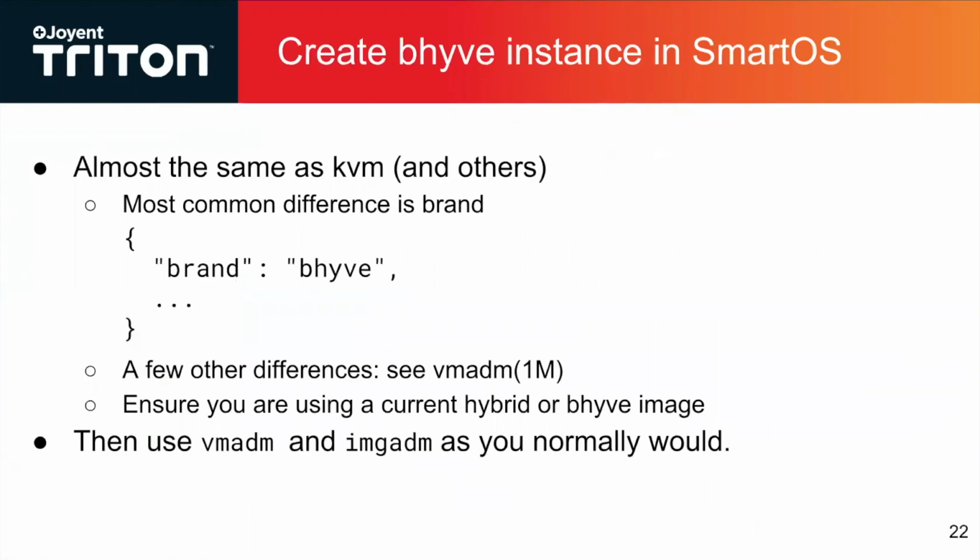So if you're wanting to create a Bhyve instance in SmartOS, it is pretty much the same as what you do with KVM. Very similar to what you do with other brands. Be sure you have a proper image. I described how to tell the difference between a Bhyve image and hybrid image and others earlier. In the payload that you pass to vmadm create, you'll want to be sure that the brand is set to Bhyve. And then just use vmadm create as you normally would. You can use imgadm to create derivative images, and it should be pretty unsurprising in the way it works.